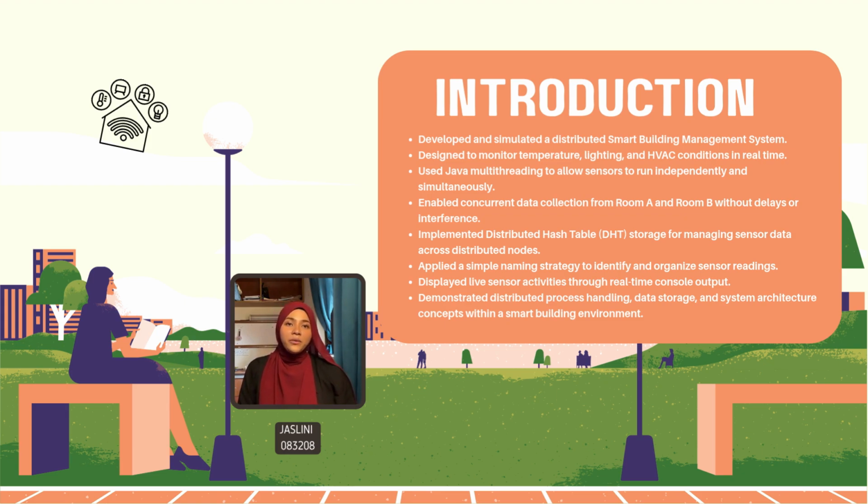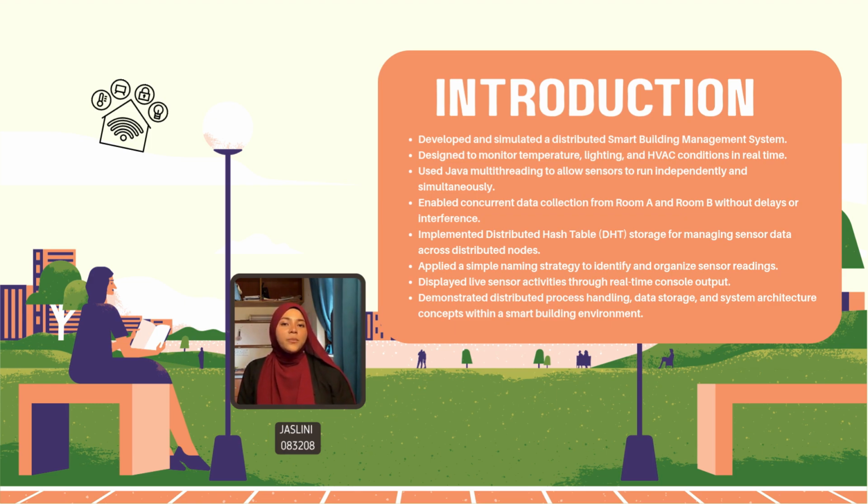Today I will briefly explain our smart building management system. This system was developed and simulated as a distributed system to monitor building conditions in real time, including temperature, lighting, and HVAC. We use Java multi-threading so that each sensor can run independently and simultaneously. This allows concurrent data collection from different rooms, such as Room A and Room B, without delay or interference.